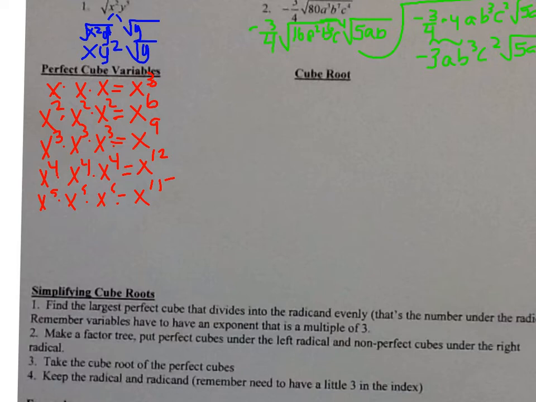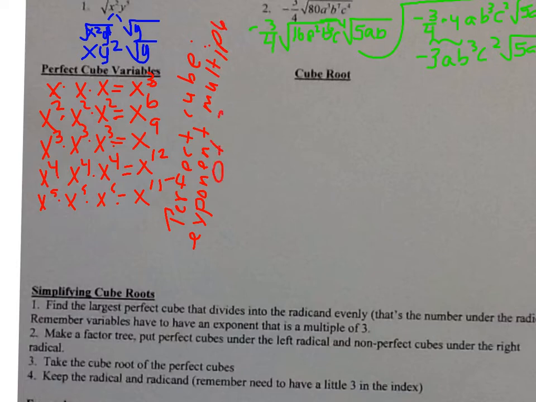So a perfect cube has an exponent that is a multiple of 3.